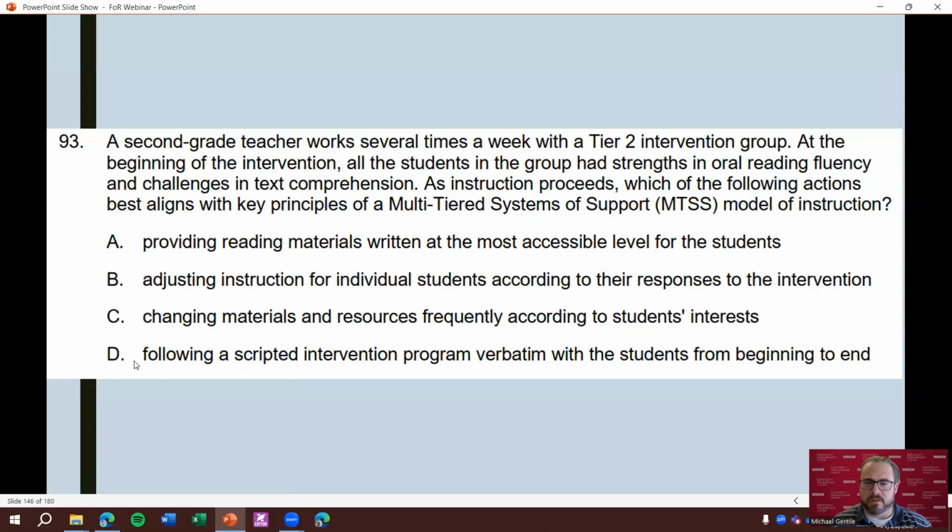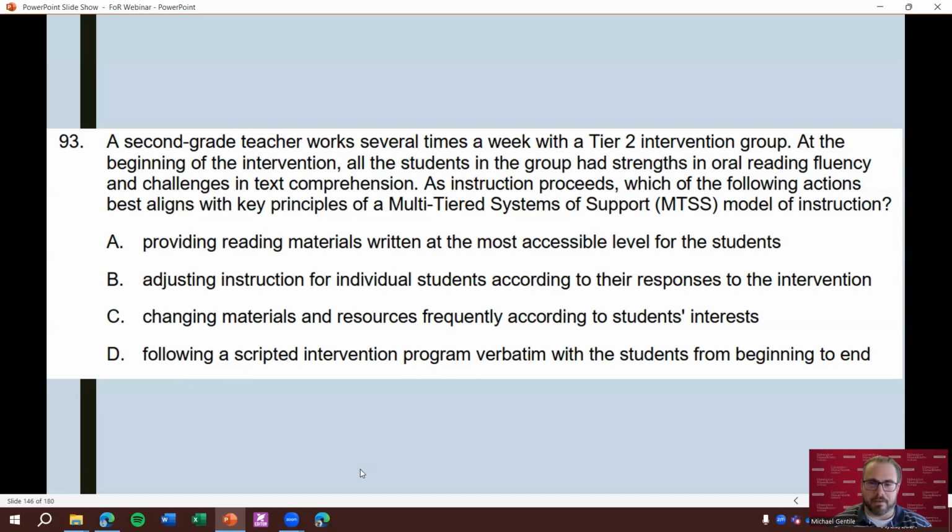And D, following a scripted program verbatim. You can tell, so we do often want you to follow scripted intervention programs, to take the burden of planning off of you. But you can tell that they had to add this extra word verbatim, which means that you just read it and you don't pay attention to the students, to emphasize that this is wrong. Because following a scripted intervention program actually could be considered a part of the using an evidence-based practice piece. So that might be the answer.